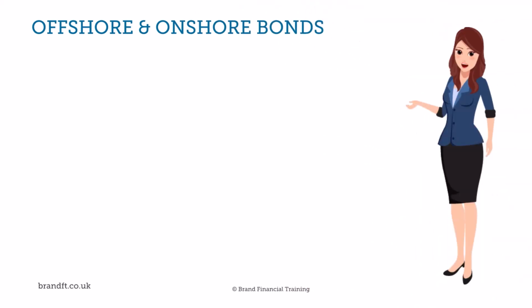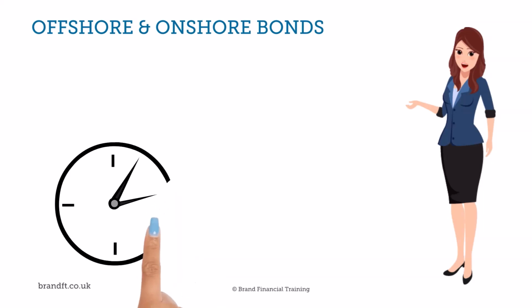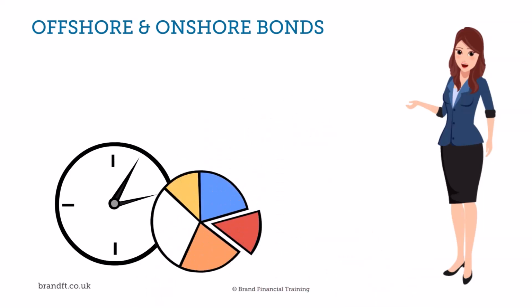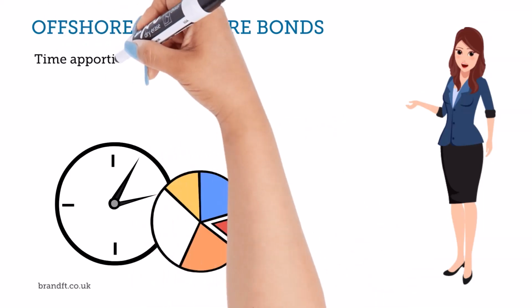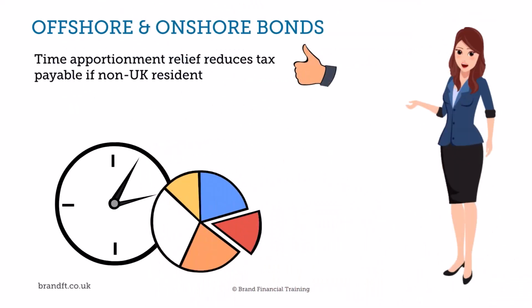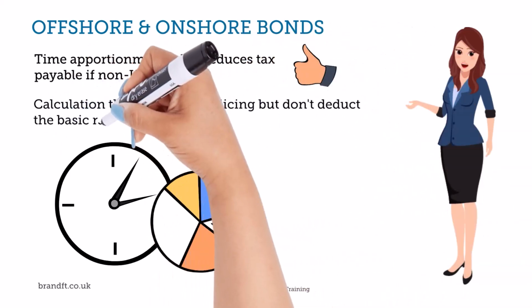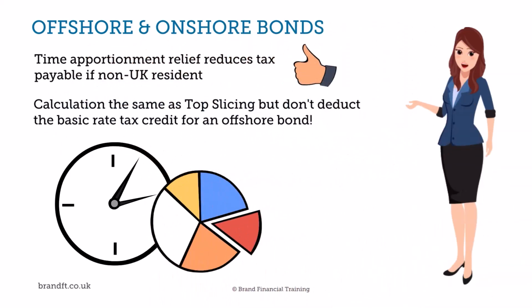Time apportionment relief, which is also available on onshore bonds, will reduce the amount of tax payable where the investor was not a UK resident for any of the time the policy was held. The 5-step top slicing calculation is identical, except that at the very end we only deduct the top slicing relief from the liability rather than the top slicing relief and the basic rate tax credit. This is because there is no tax credit with an offshore bond.